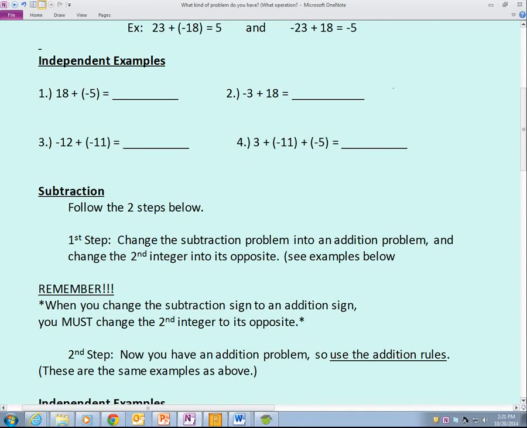We got 18 plus negative 5. So right off the bat, Cam, is that going to be positive or negative? It's okay. Are you okay? For number 1, 18 plus negative 5, is that going to be a positive sum or a negative sum? Positive. It's going to be a positive sum because 18 is bigger than 5. And what is the correct answer, Cam? 13 is correct.